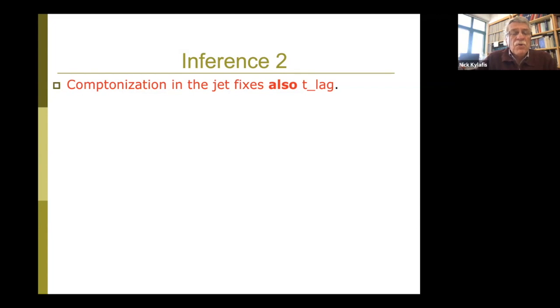The hot inner flow is, in whatever calculations have been done, the ADAF calculations that I mentioned earlier. The corona has an optical depth of order unity. And so does the jet. The optical depth in the jet is moderate to explain the observations.